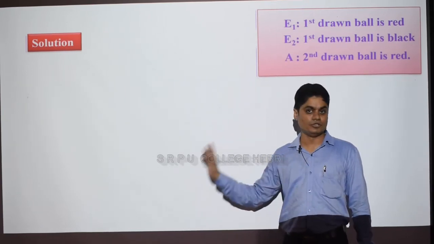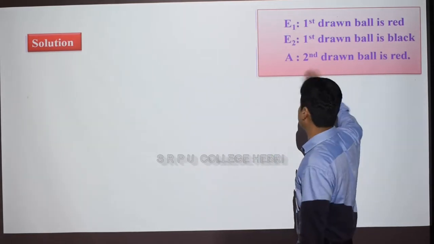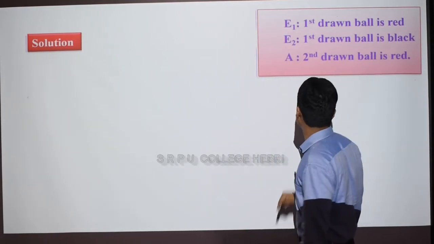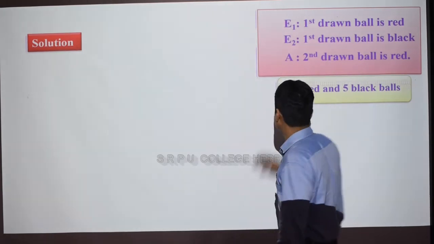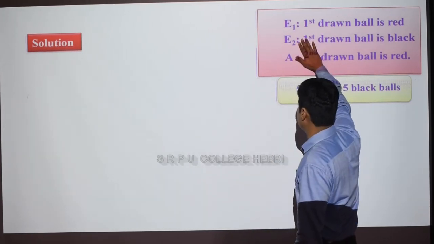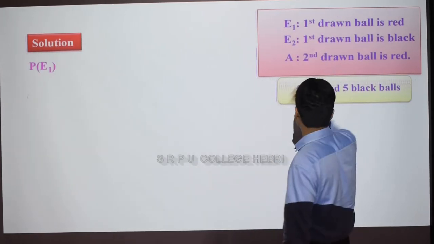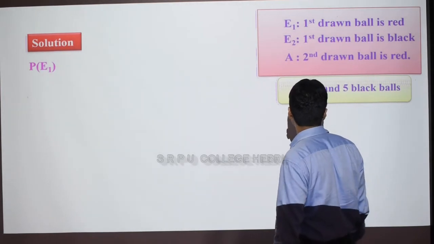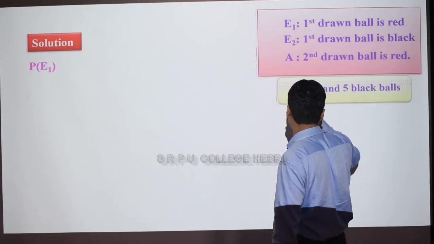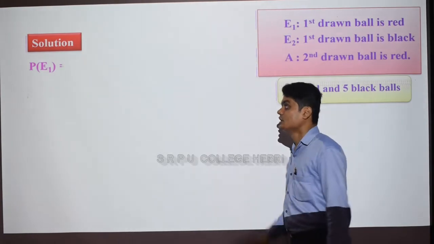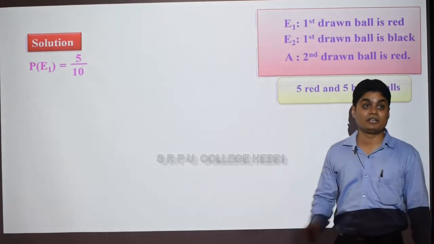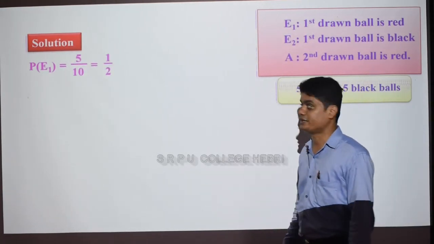Partitions here are only two events, E1 and E2. A is nothing but the second drawn ball is red. So let us first find the probability of E1 and the probability of E2. What is the probability of E1? First drawn ball is red. Total red balls are 5, total balls are 10. So the probability of E1, selected ball is red, is 5 by 10, that is 1 by 2.